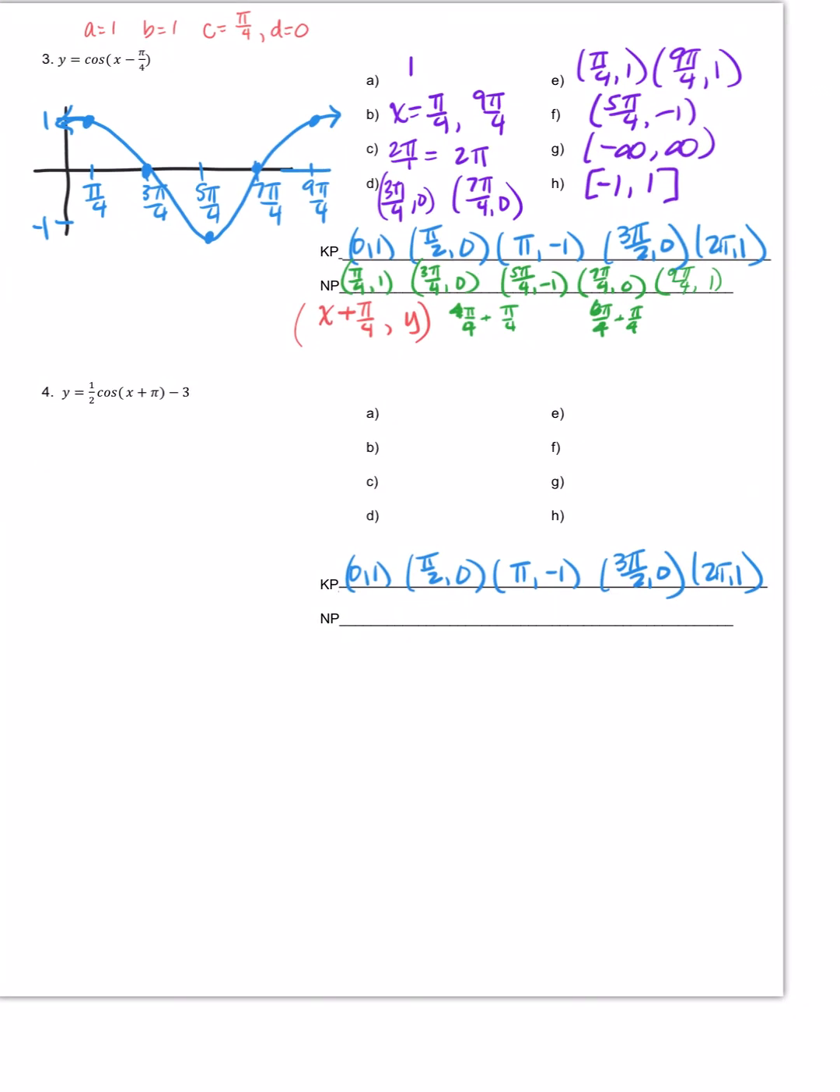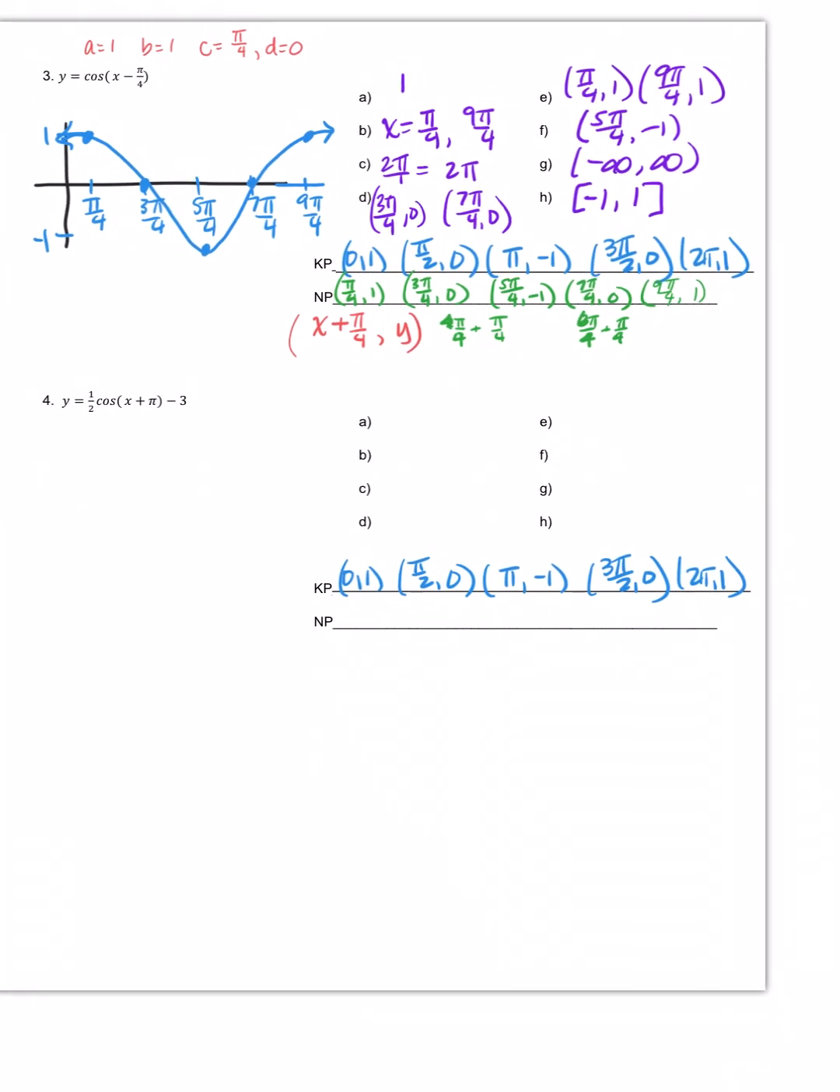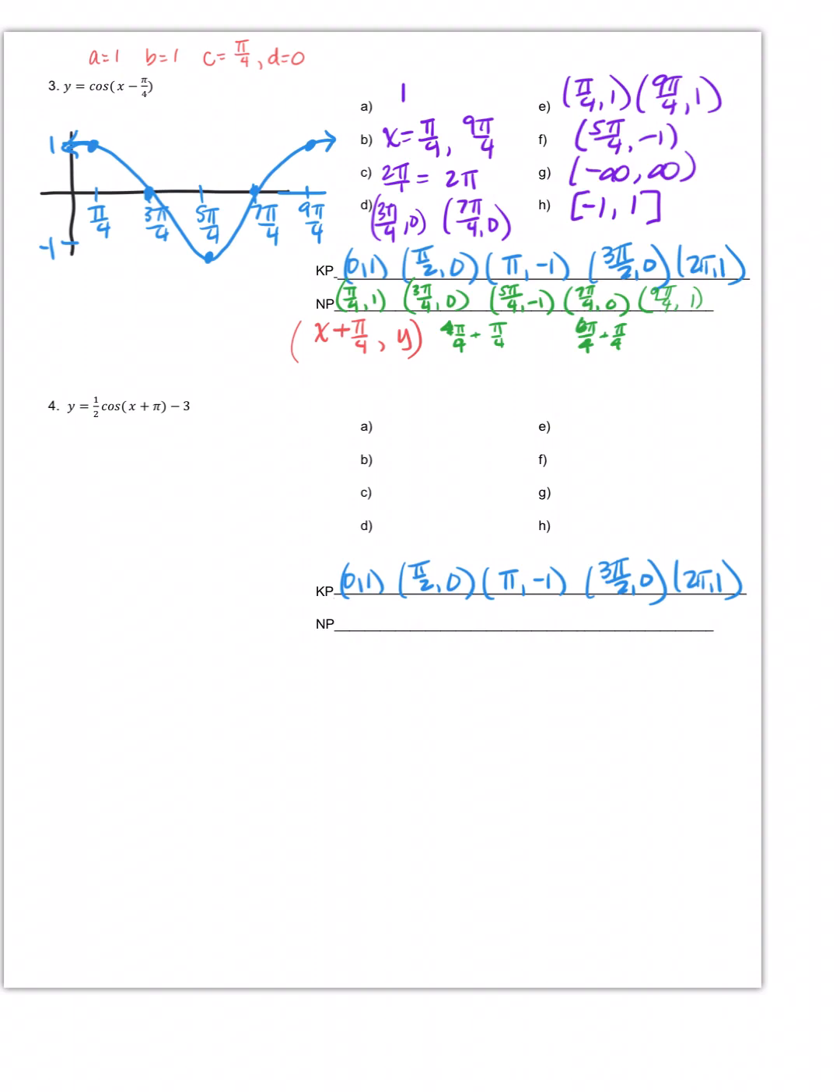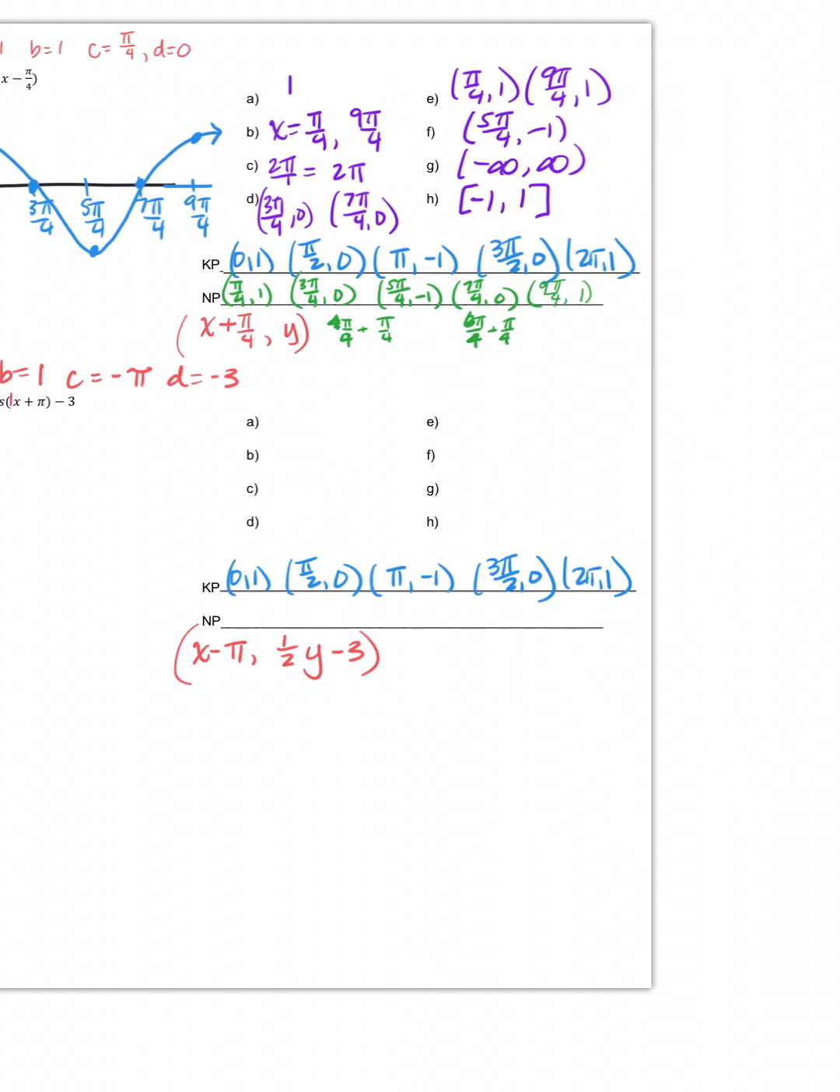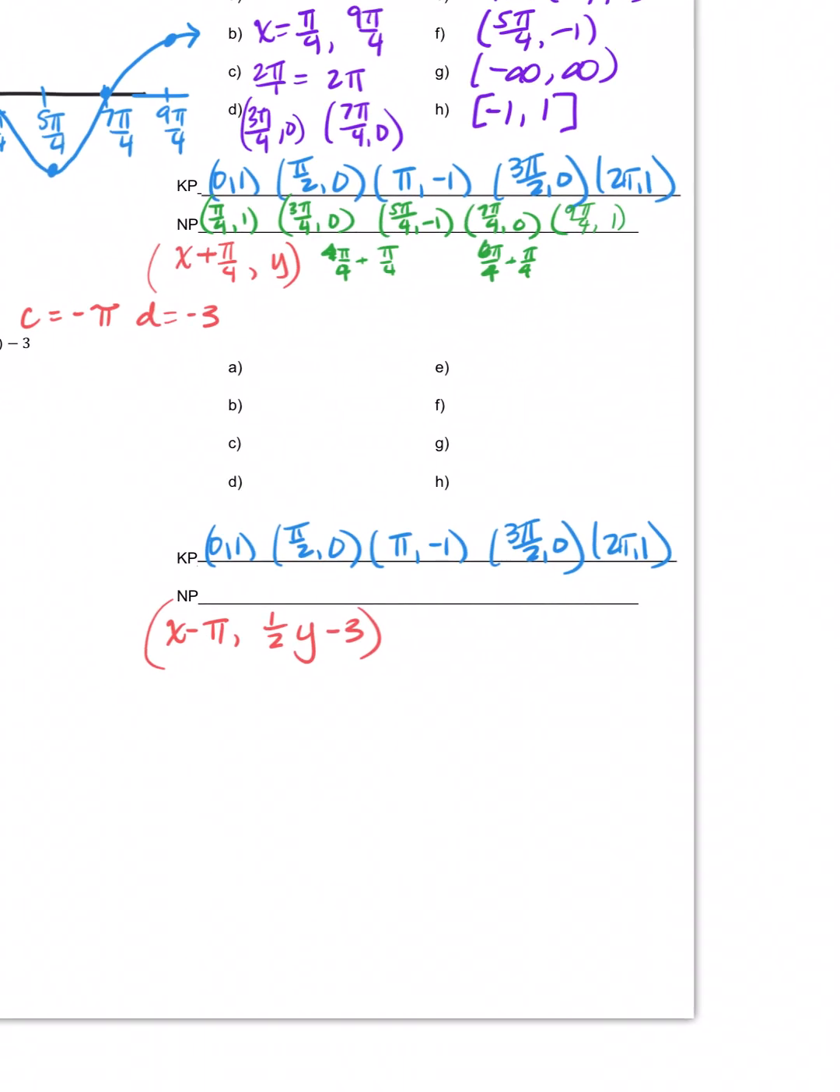Okay, number 4. Number 4 has a lot going on, doesn't it? So let's break it down and see what our values are. A would be 1/2. B, well, it's just a 1, so we don't have to worry about factoring anything out. C would be -pi, and D is -3. All right, so what's going to happen to our equation? We're going to have x minus pi, and then 1/2 y minus 3. All right, let's apply this and see what happens.